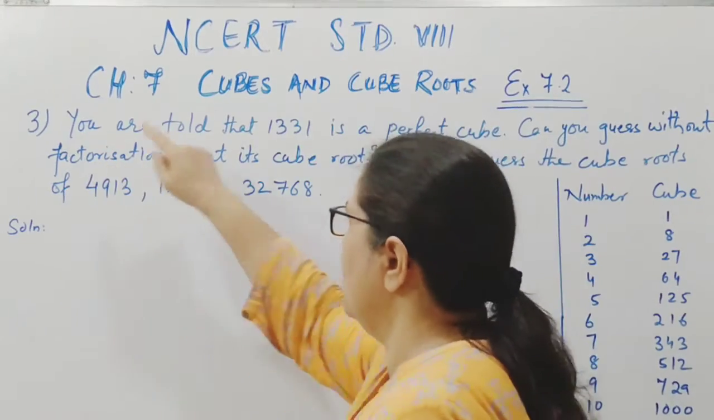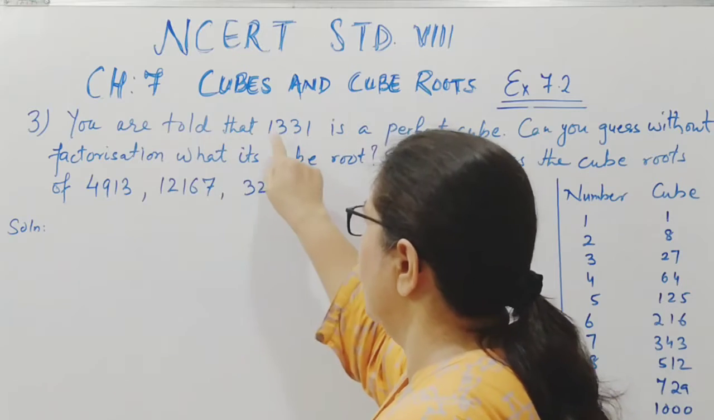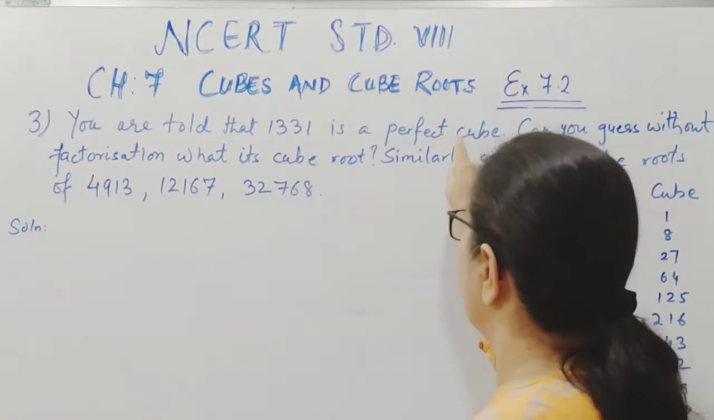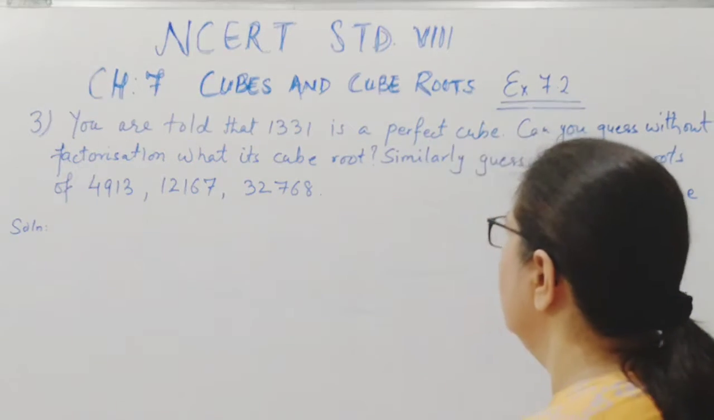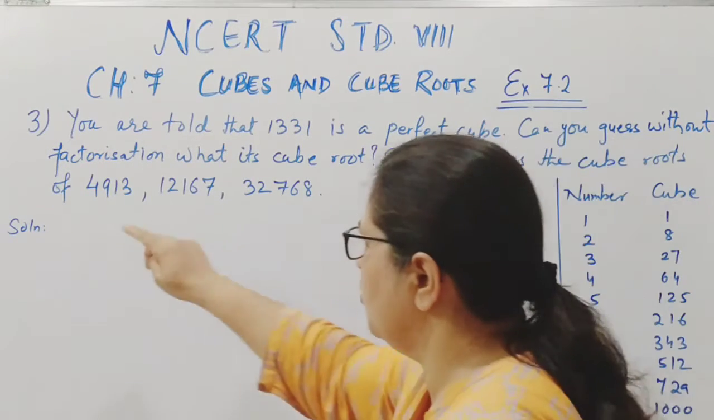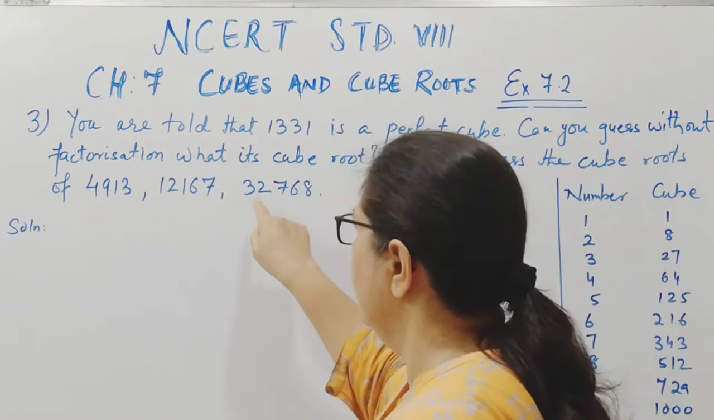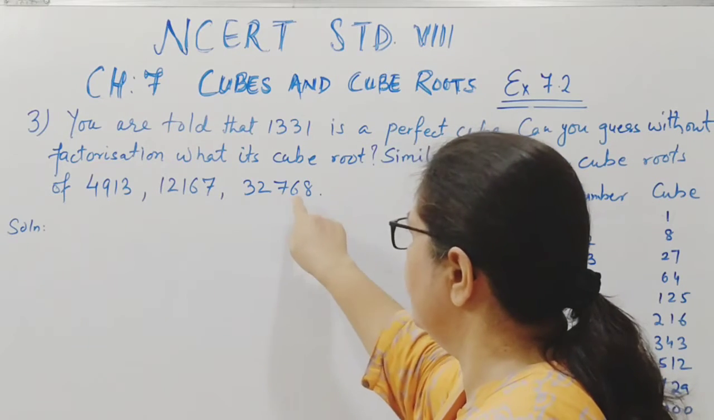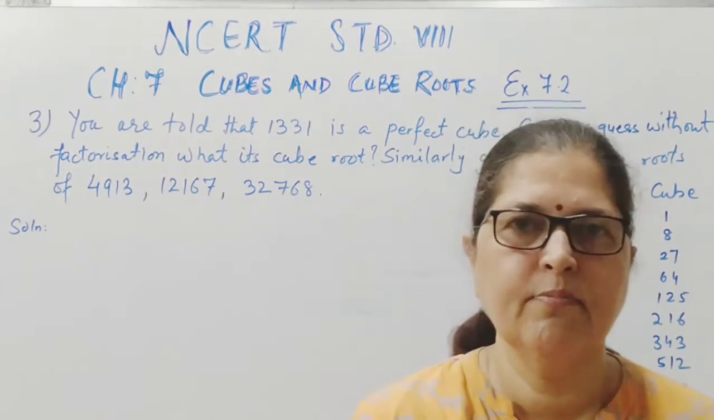That is question number 3 of exercise 7.2. The question is, you are told that 1331 is a perfect cube. Can you guess without factorization what is its cube root? Similarly, guess the cube roots of 4913, 12167 and 32768.